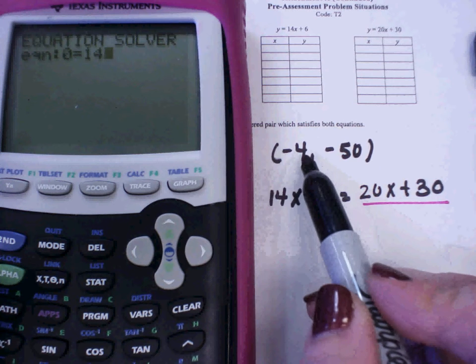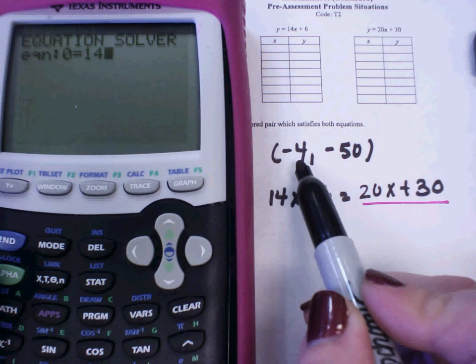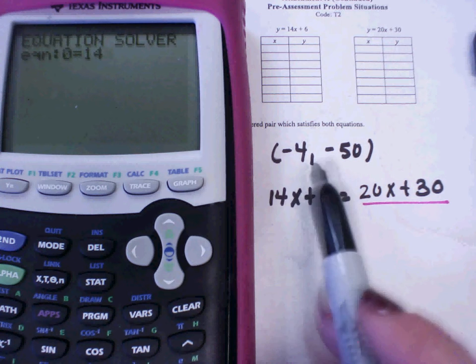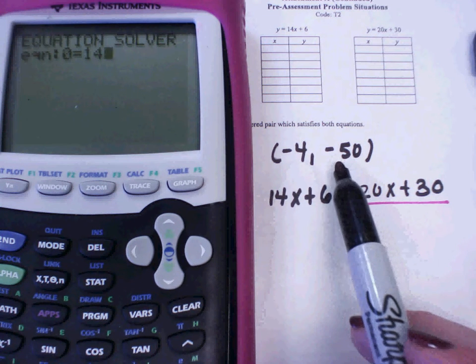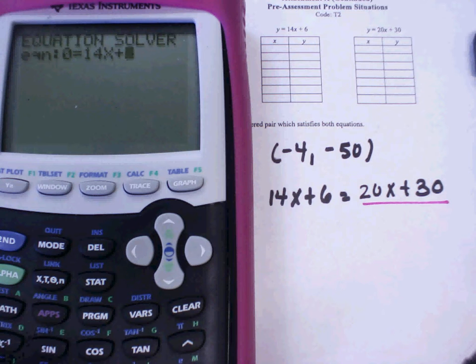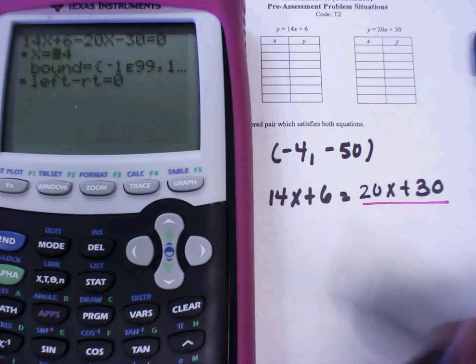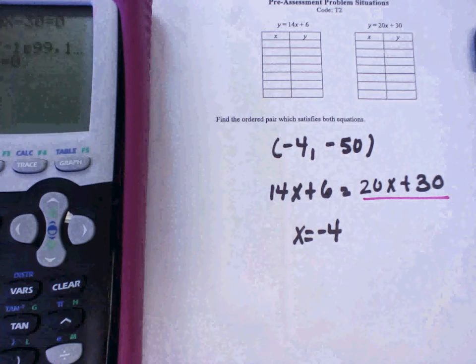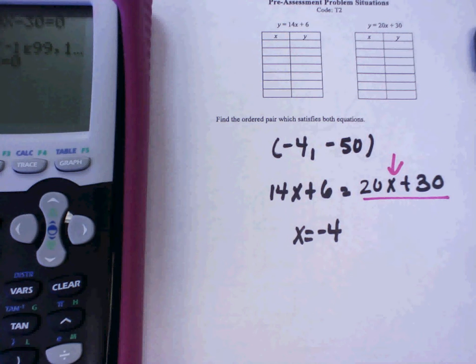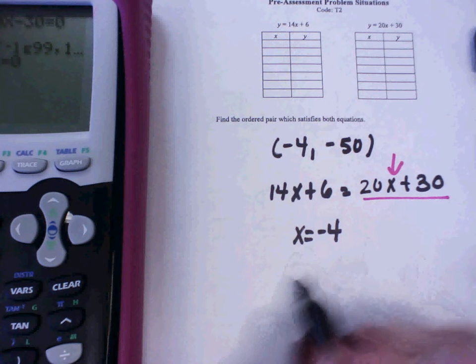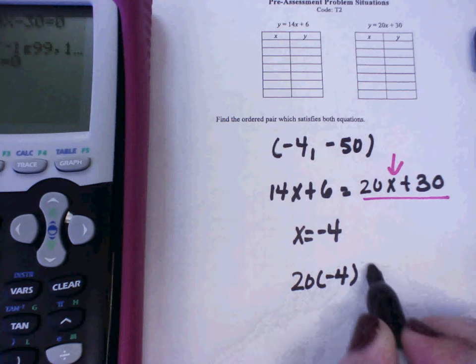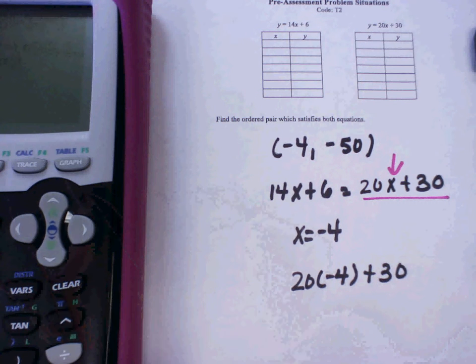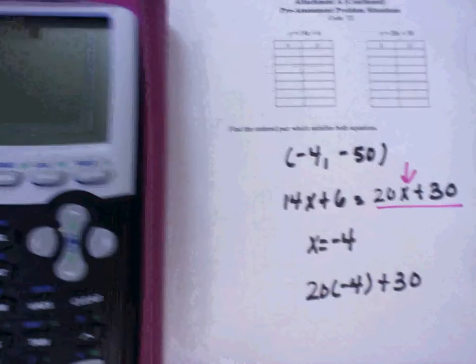What's the value of your x? And what's the value of your y? All right. There you go, negative 4. Now, if I want to figure out the value of y, what do I need to do? Plug it in. Very good. On one of the sides. I don't need to do both. So to figure out y, I'm going to say 20 times negative 4 plus 30. So I'm going to do 20 times negative 4 plus 30. And what do we get? Very good.